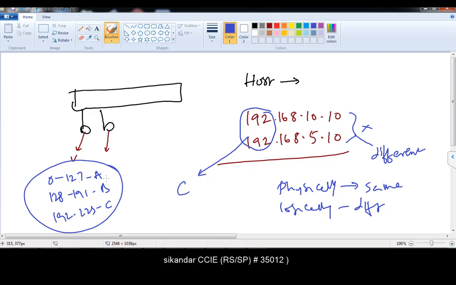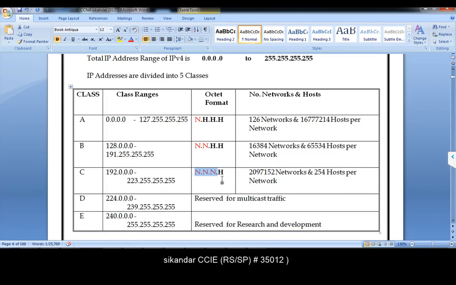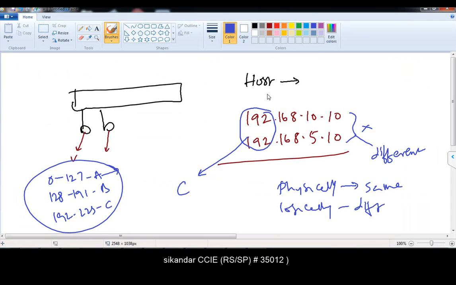In the case of C class, as we already discussed in our previous example, C class contains 3 network portions and 1 host portion. So in my example also, it's a C class, so it contains one network, two network, three network portions, and there is one host portion. In order to be in the same network, the network portion has to be the same. So in my example, the first three portions have to be the same in order to communicate.